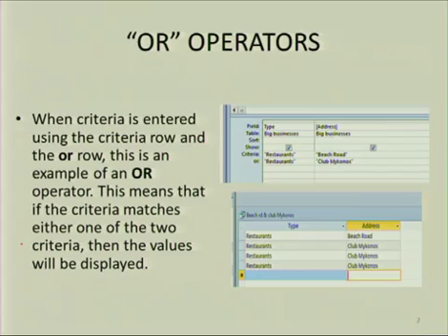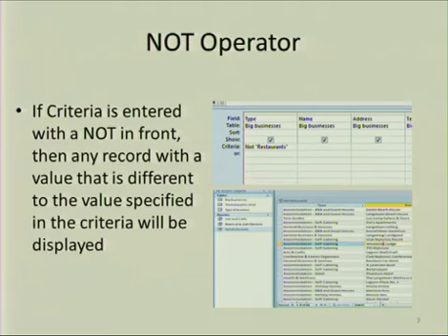So let's look at the OR operator. When criteria is used using an OR, it means that the criteria must match one of 2 criteria, and only then will the values be displayed. So if you look at my example, you will see that we are looking for restaurants in Beach Road or restaurants at Club Mykonos, and the result showed you all the restaurants in both of those, Beach Road or Club Mykonos.